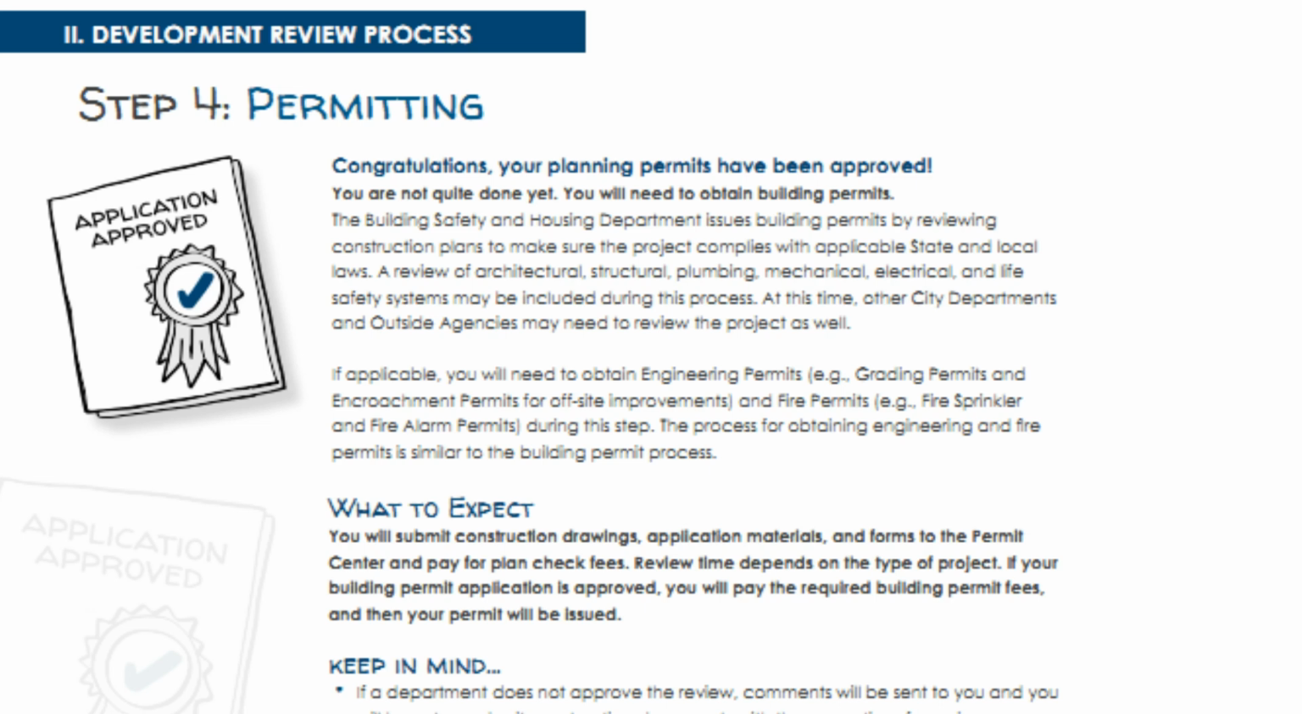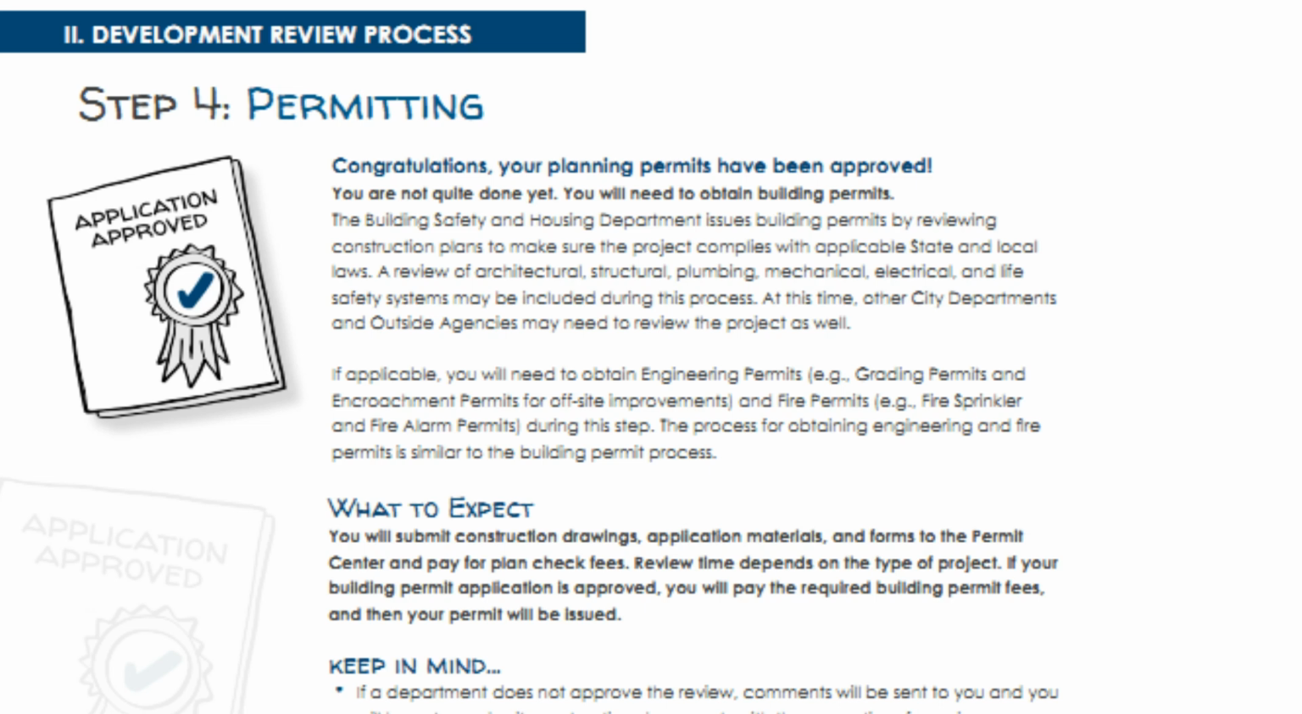Step 4. Permitting. Congratulations, your planning permits have been approved. You are not quite done yet. You will need to obtain building permits. The Building Safety and Housing Department issues building permits by reviewing construction plans to make sure the project complies with applicable state and local laws.